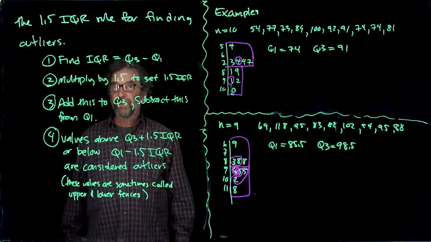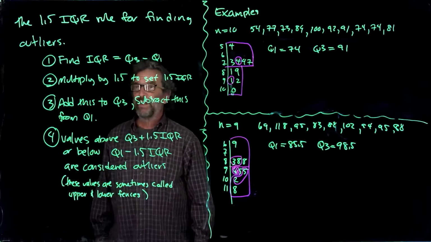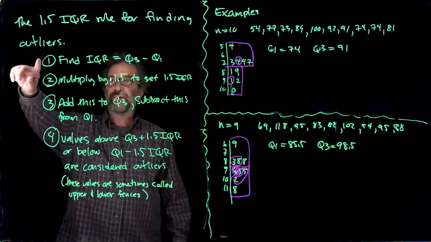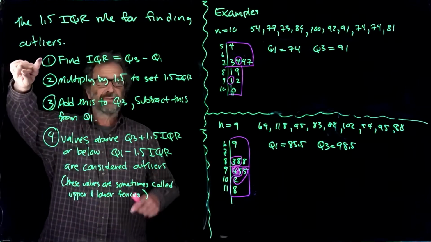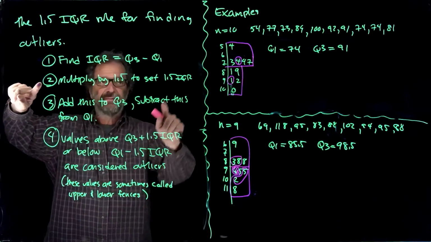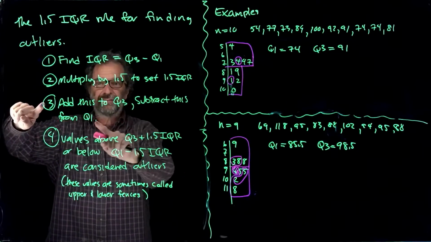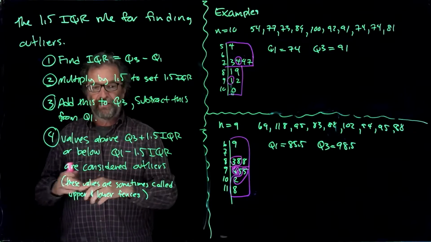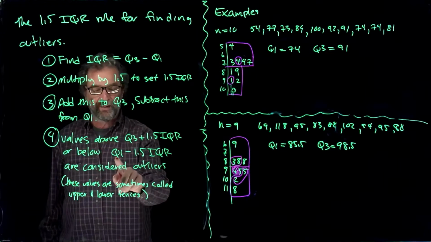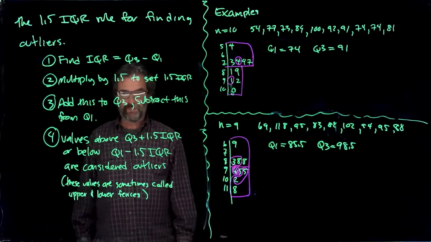So we're going to go over the 1.5 IQR rule for finding outliers. It goes like this. You find IQR, the distance between the quartiles: subtract the lower from the upper. Multiply by 1.5 to get 1.5 IQR. Add this to Q3, subtract this from Q1. Values above Q3 plus 1.5 IQR or below Q1 minus 1.5 IQR are considered outliers.